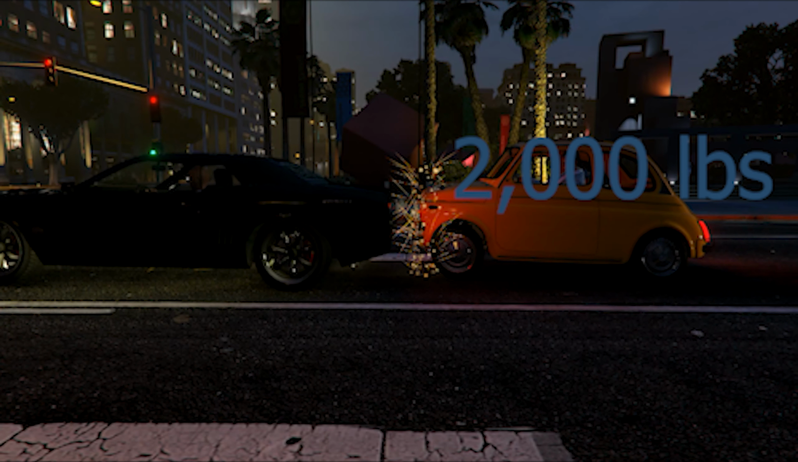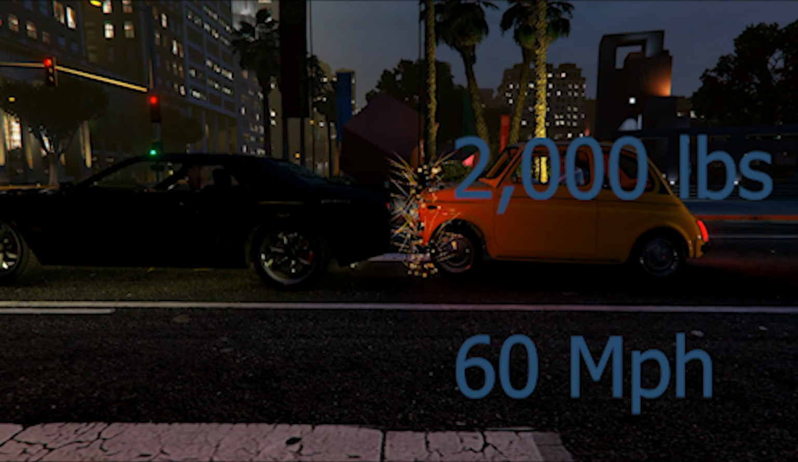Now, this car is 2,000 pounds and is going at 60 miles per hour. So now let's do the math.